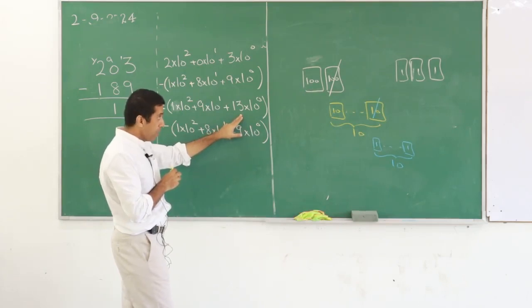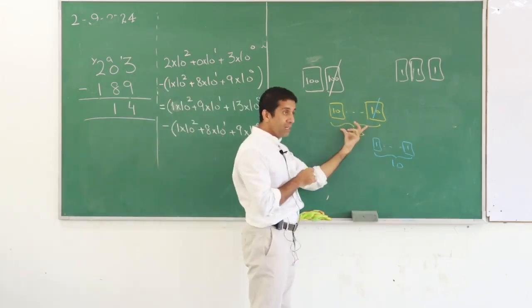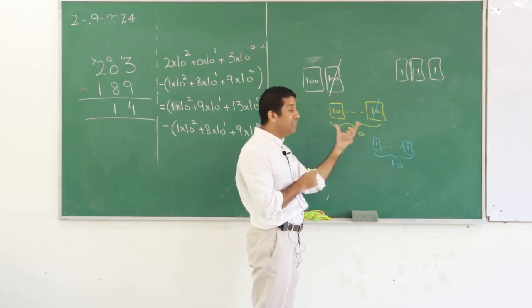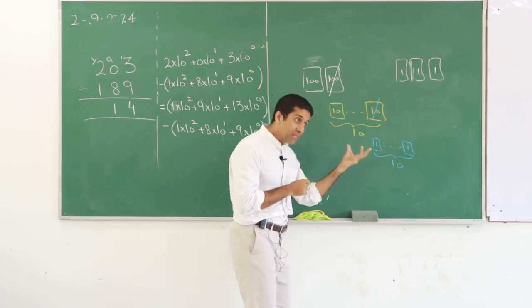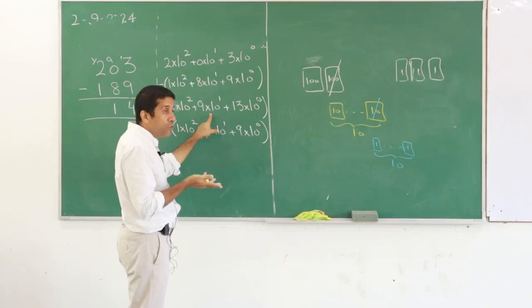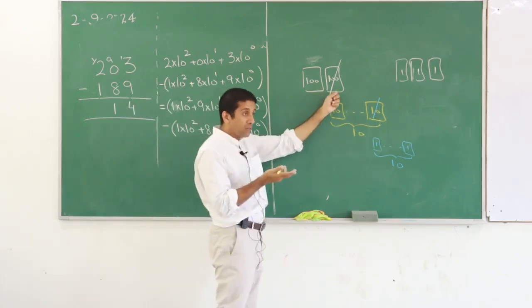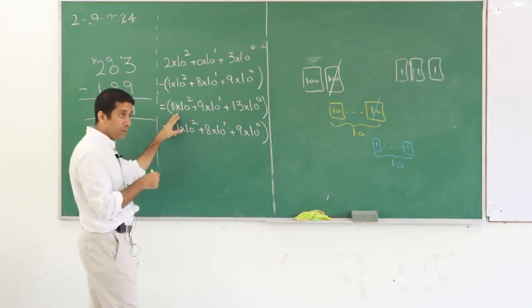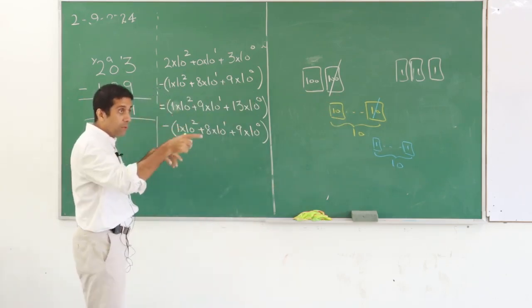Is this clear? Then I had 10 tens, but I chose to convert a 10 into 10 ones. So how many tens are left now? 9 tens. And how many hundreds do I have? I had 2 hundreds, but I converted 1 into 10 tens. That's why I'm going to be left with 1 hundred. Is this clear? Yes, what is your question?